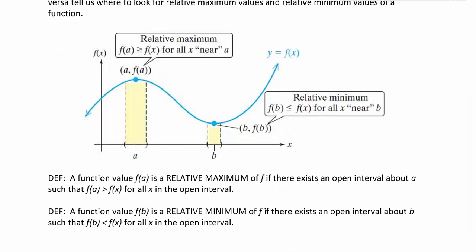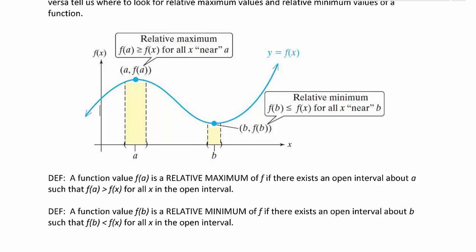A function value f of a is a relative maximum of f if there exists an open interval about a such that f of a is greater than f of x for all x in the open interval. So basically, to know whether a y value is a relative max or not, you just look to the left and the right of that y value. Is every other point lower, smaller than that y value? If that's the case, then yeah, you have a maximum. Now, it can't be equal to, it definitely has to be lower than.